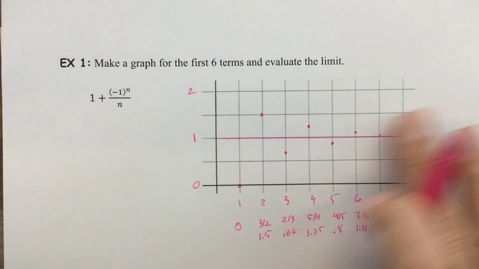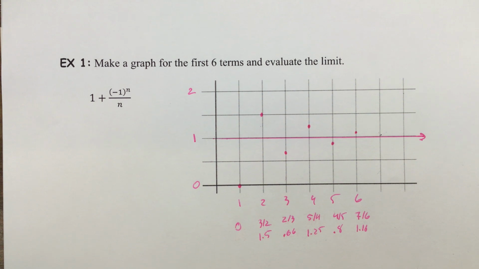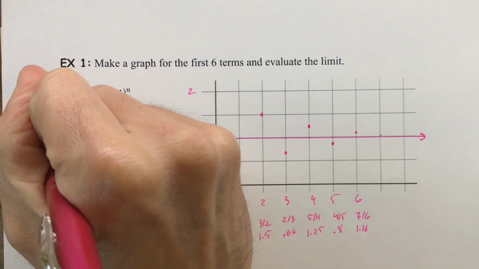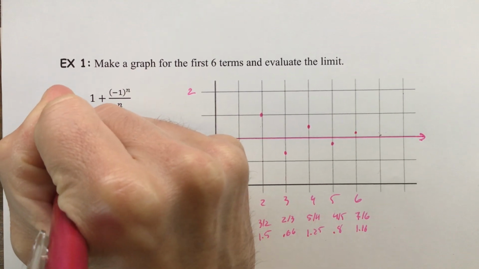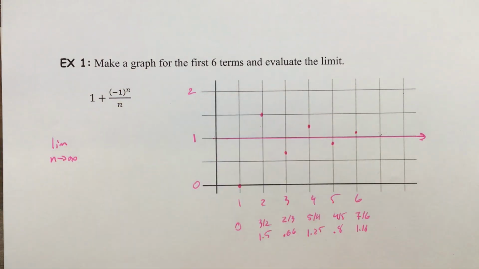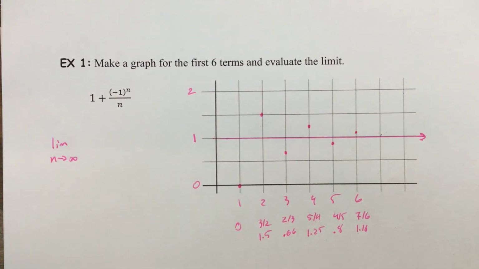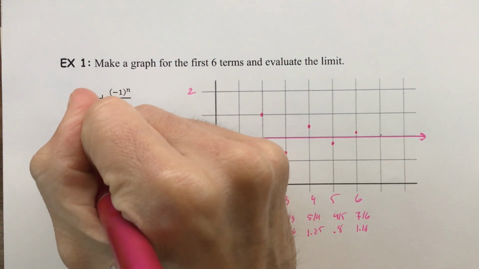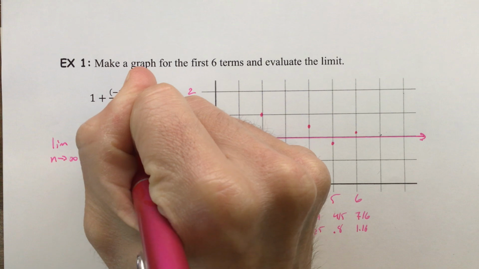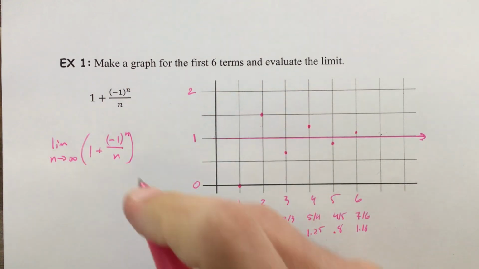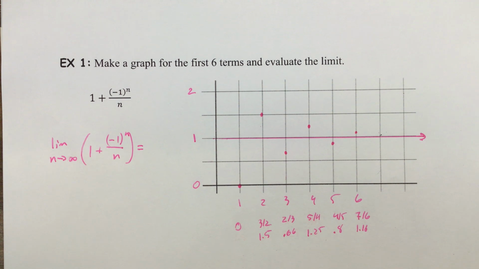All right, so we got our first 6 terms graphed, and we're asked to evaluate the limit. So we would write this. We would say that the limit as n approaches infinity, we draw that a little bit better. All right, the limit as n approaches infinity of this, you just have to copy it, is equal to whatever the dots appear to be going towards, which is 1. The limit as n goes to infinity of that expression is equal to 1.